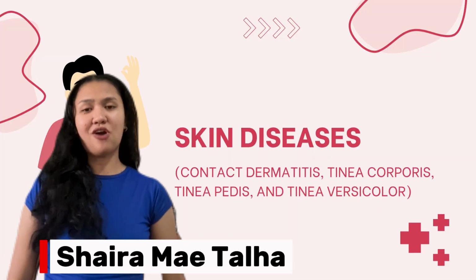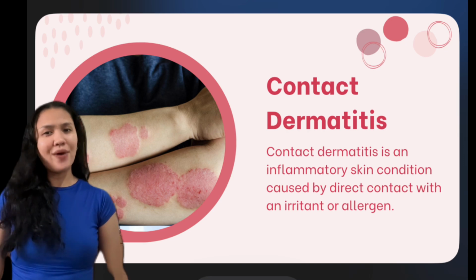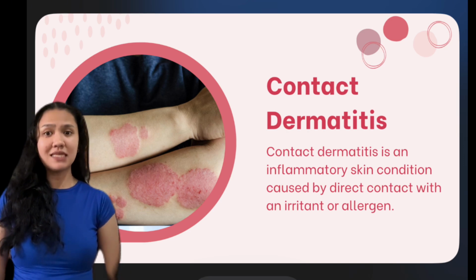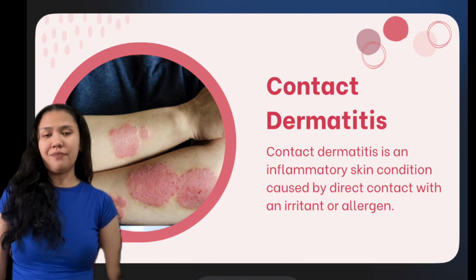So let's begin with contact dermatitis. So when we say contact dermatitis, it is an inflammatory skin condition that occurs when the skin comes into direct contact with substances that either irritate it or trigger an allergic reaction. Then this leads to damage of the skin barrier and causes inflammation. So there are two main types.